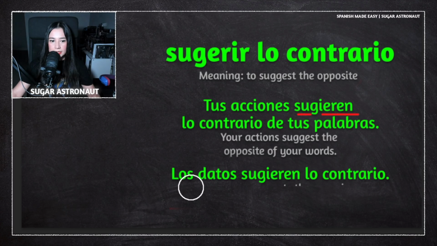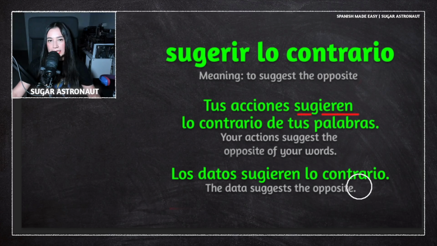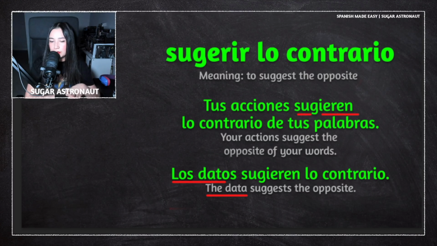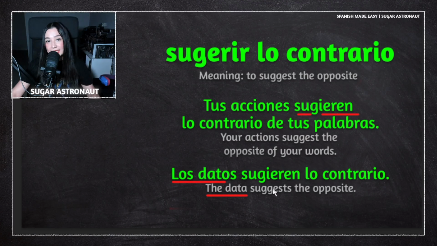So the meaning of this is the data suggests the opposite. Los datos, this is a very interesting thing. Los datos, that's plural. In English, you have the data. Data in Spanish can also be la información, pretty much the information, very similar. But a common translation is los datos. Los datos means the data. Datos is plural.